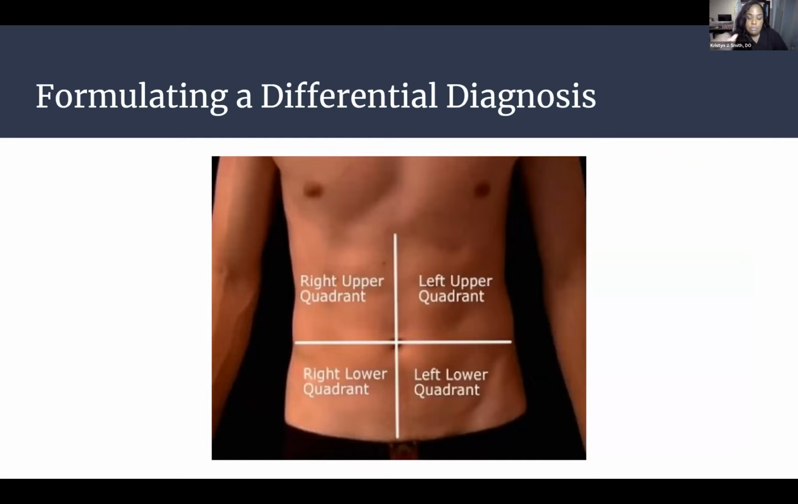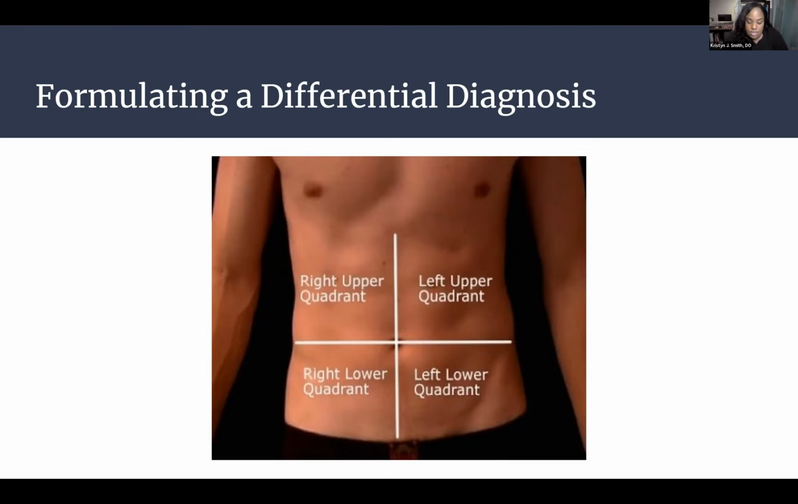So when you're formulating your differential diagnosis, you usually think of the funnel method or the tunnel method, where you start off with a multitude of differentials, and then as you collect your history and perform your physical exam, you start to narrow and taper down your differential. When working a patient up for abdominal pain, it's important to think about the different areas of the abdomen, and you can use the four quadrant method. So based on the quadrants of the abdomen, you think about what organs are located in this area, which may key you into a certain diagnosis.